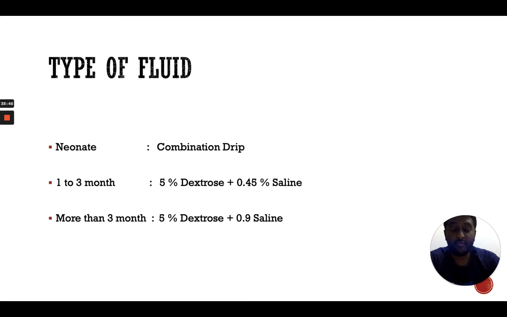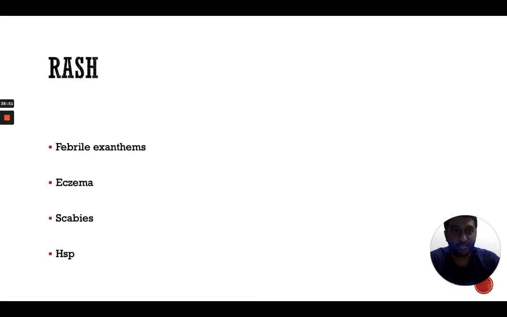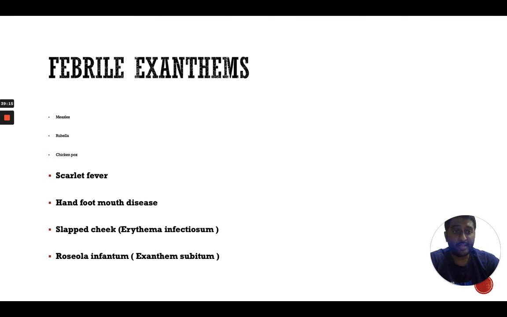All right. So that's all for A, B, C. Now we'll move on to E, exposure, rash, which is a very common presentation in pediatric as well. Rash can come with fever, or it can be from eczema. It can be from scabies, which is a parasite, and can be HSP, which is autoimmune. So we'll look at common febrile exanthems first. I'll go one by one, with some pictures.